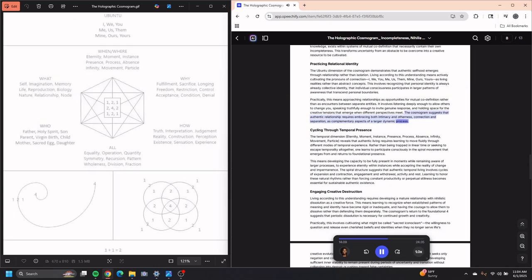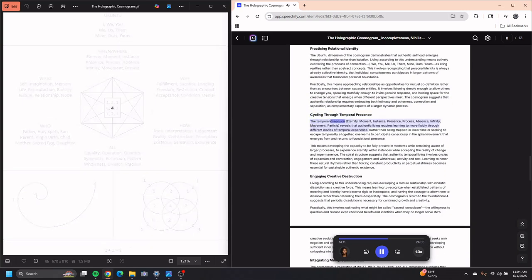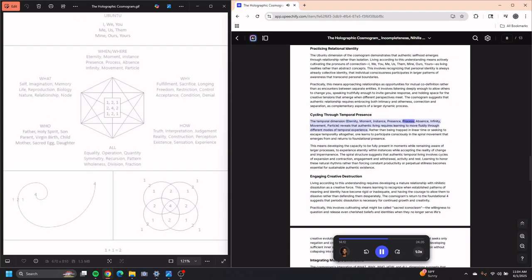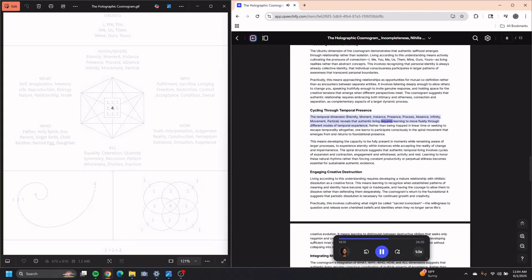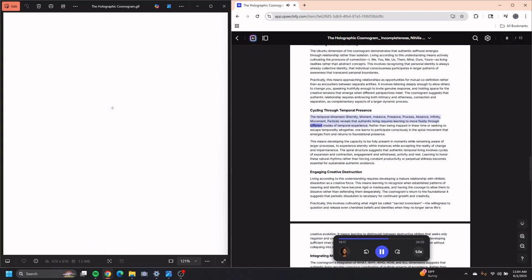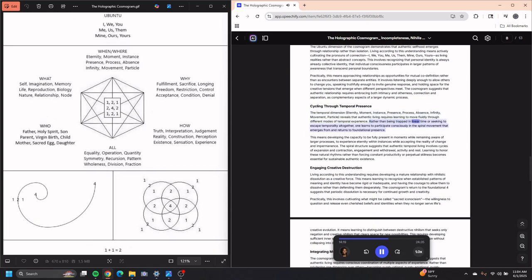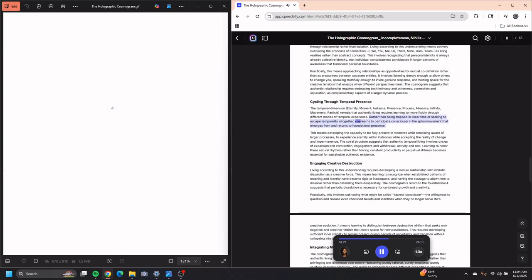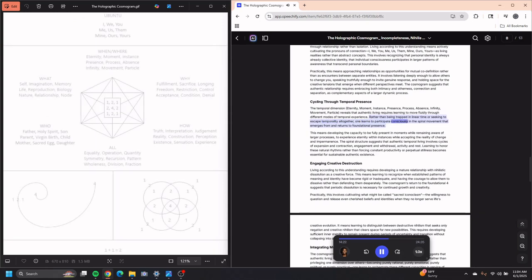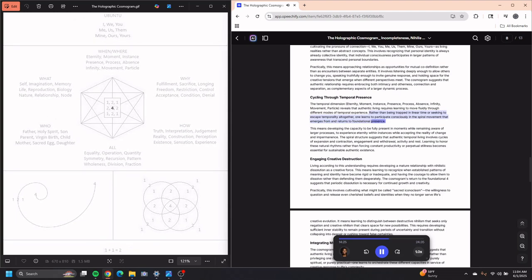larger dynamic process. Cycling through temporal presence, the temporal dimension: eternity, moment, instance, presence, process, absence, infinity, movement, particle, reveals that authentic living requires learning to move fluidly through different modes of temporal experience. Rather than being trapped in linear time or seeking to escape temporality altogether, one learns to participate consciously in the spiral movement that emerges from and returns to foundational presence.